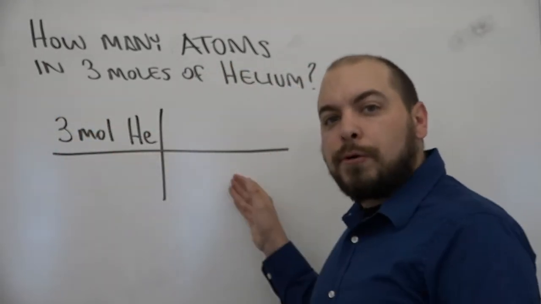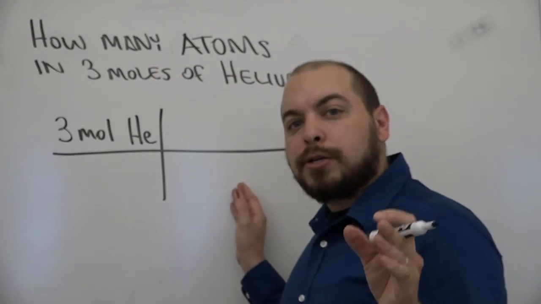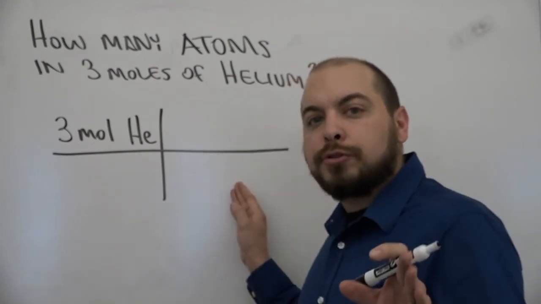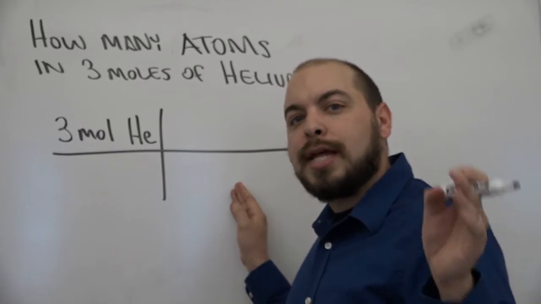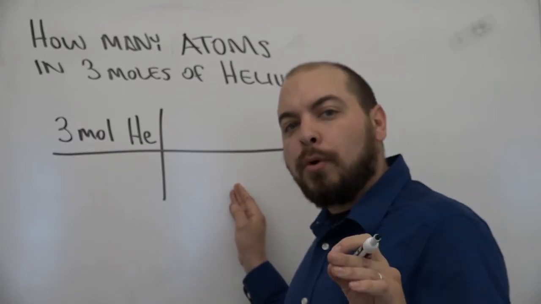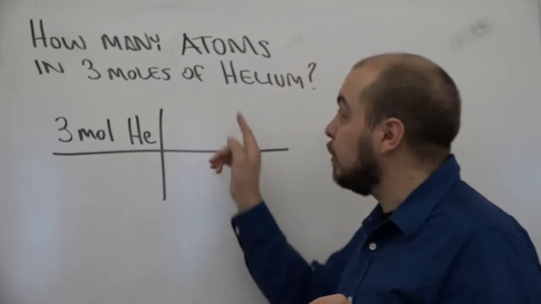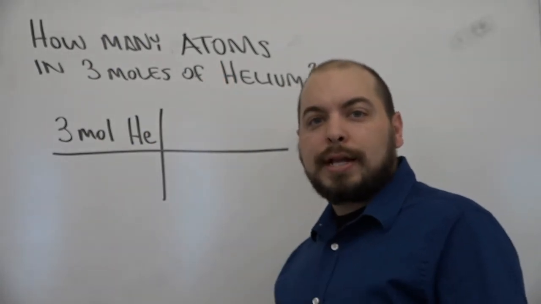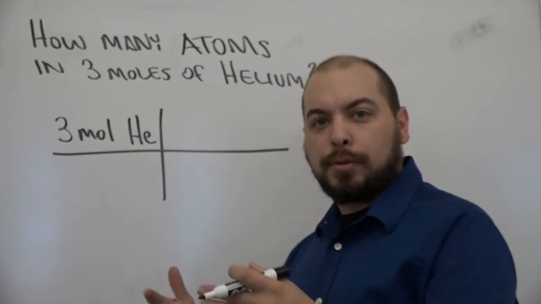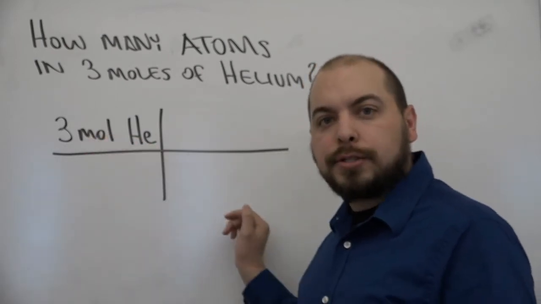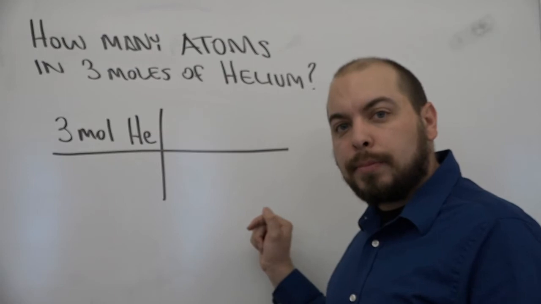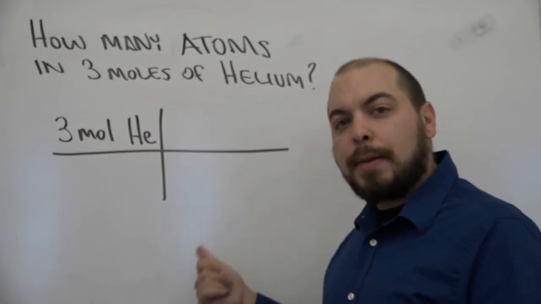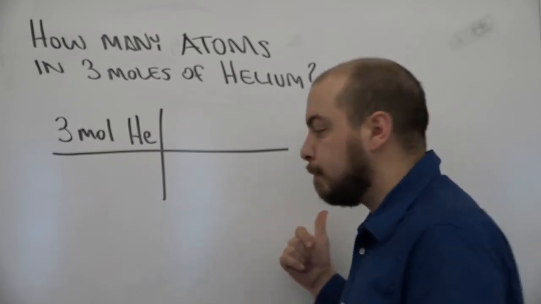Now we're going to use a conversion factor here. Remember, the conversion factor between particles and moles is Avogadro's number, 6.02 times 10 to the 23rd particles per mole. In this context, particles is represented by atoms. So instead of particles per mole, we're going to write atoms per mole. We need moles to cancel, which means it's going to go on the bottom. Therefore, atoms is going to go on the top because we're trying to convert into atoms.